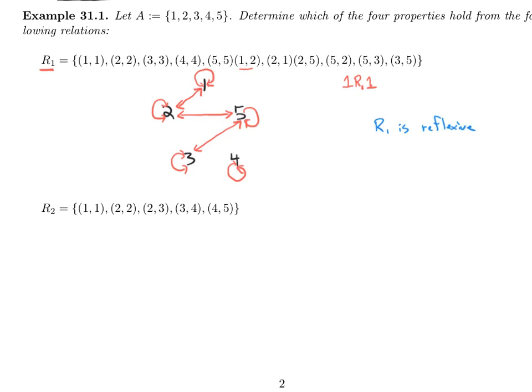So is this symmetric? Well, every element here has its mirror image. 1, 2 has 2, 1. 2, 5 has 5, 2. 5, 3 has 3, 5. So this relation is indeed symmetric. R1 is symmetric.